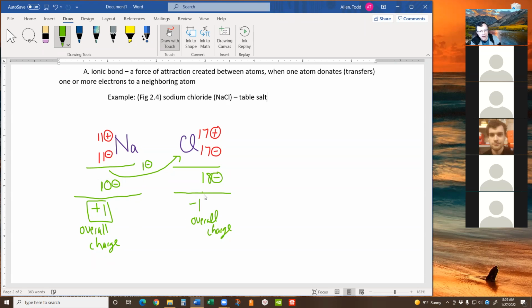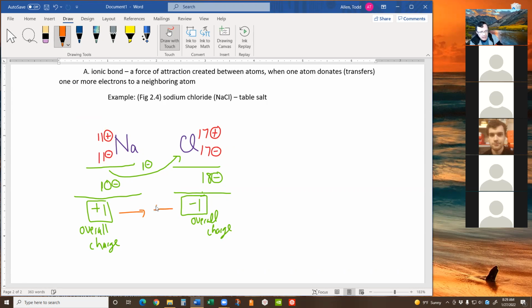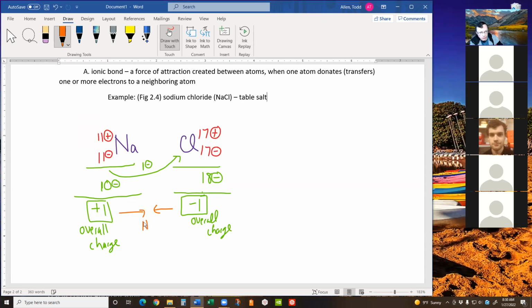All right, folks. So now we have overall charges on each respective atom as +1 for sodium and -1 for chlorine. And if you recall anything from any moment of your life where you've heard the phrase opposites attract, that is true in this circumstance as well. We have a sodium with a +1 charge and a chlorine with a -1 charge. So that will create a force of attraction, that invisible force of attraction, which is the chemical bond. And these atoms will be drawn towards each other, so that we'll now have sodium and chlorine like this. Here's the invisible force of attraction.